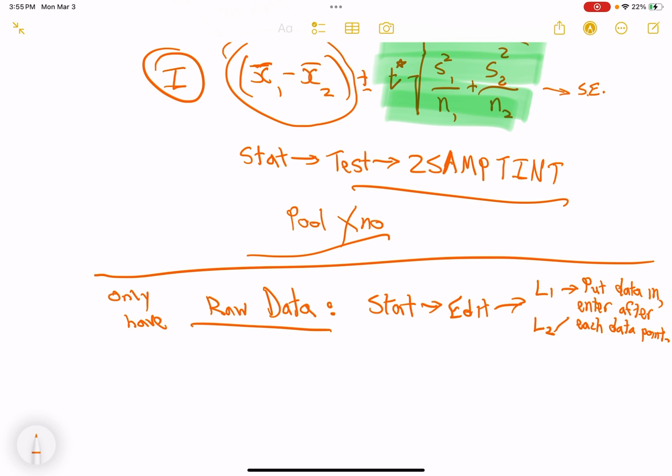Click enter after each data point. Do that for L1 and for L2. So this is for sample 1, and this is for sample 2. And remember, this is in the case where you just have the raw data. You don't have the sample means. Okay, you'll input those.